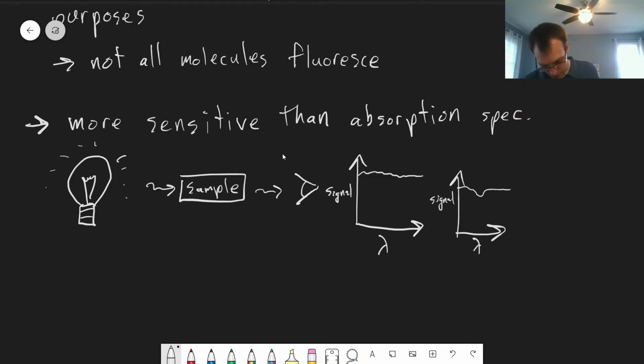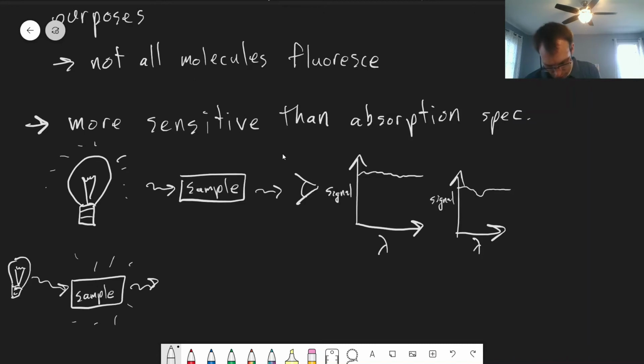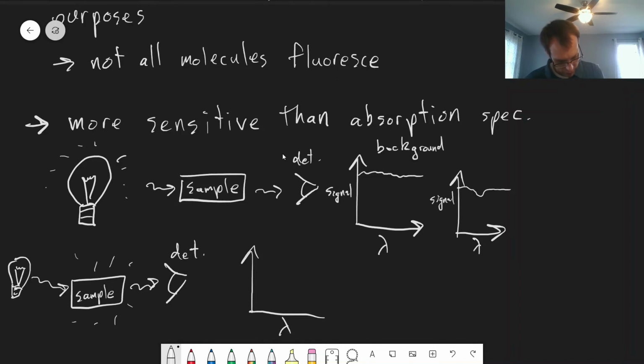We start from a high level of light and only see a small decrease in it. For fluorescent spectroscopy, on the other hand, our sample is our light source. We often have to excite it with some other light source, so maybe we do still have a light bulb, and we'll look at this in just a little bit. We shine some light onto our sample, but it's our sample itself that's producing the light, and we see that with our detector. These represent our detectors. And if we think about our signal versus wavelength, this is the background, or our blank, and this is with our sample.